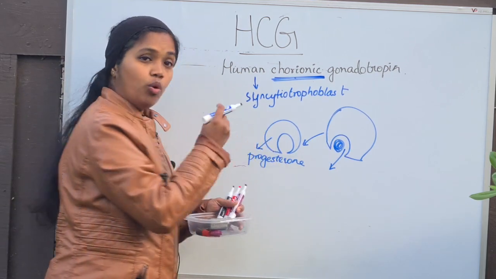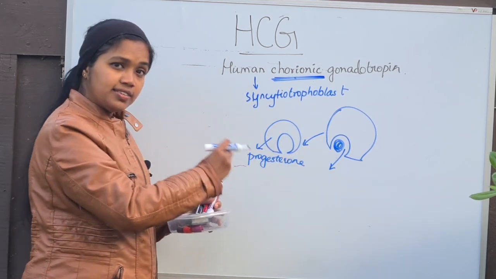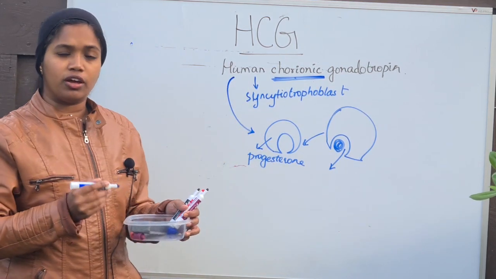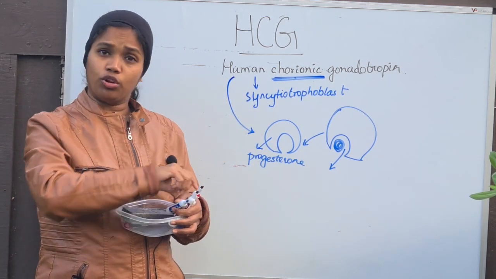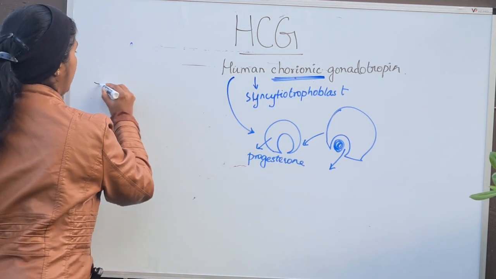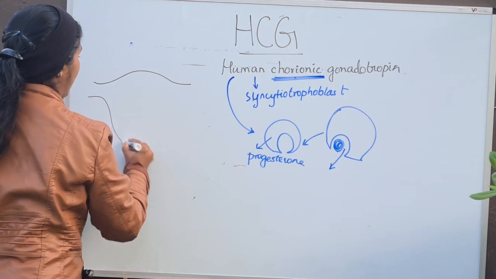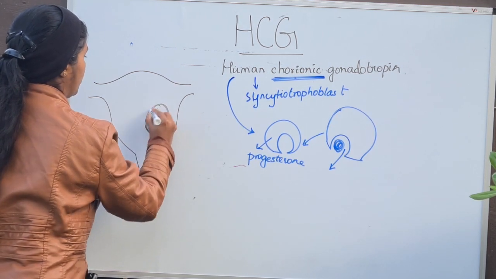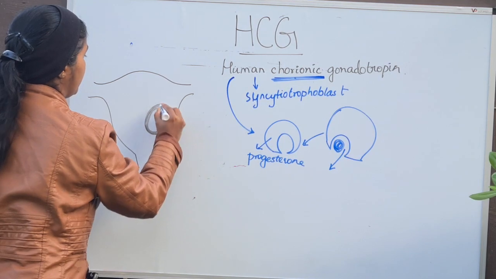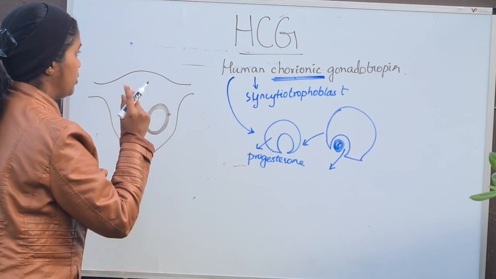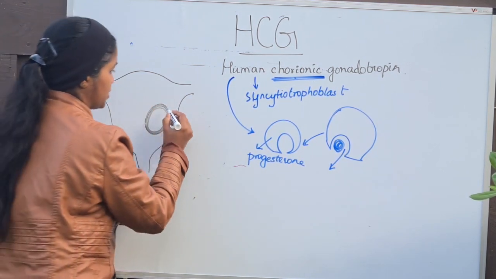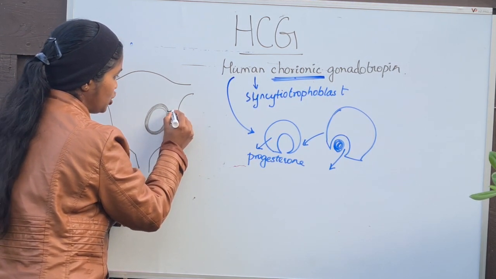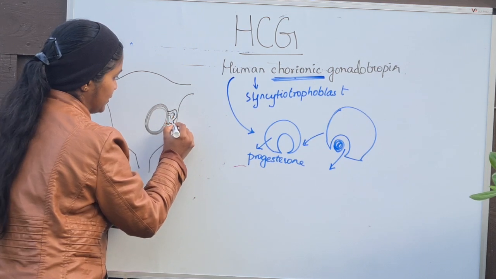So how do we make this corpus luteum stay as such and produce progesterone? That is possible by means of human chorionic gonadotrophin. What is producing the human chorionic gonadotrophin? If you see, we have the uterus, and the fetus is being embedded in the uterus. The fetus will have syncytial trophoblast and cytotrophoblast. The cytotrophoblast will be tree-like, and the syncytial trophoblast will be like this.